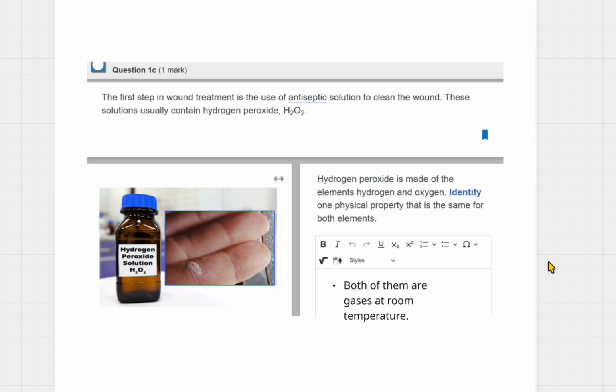And just to clarify, there are many other things as well, so you can write pointers. Both of them are colorless or odorless. Both of them exist as diatomic particles. That's it.